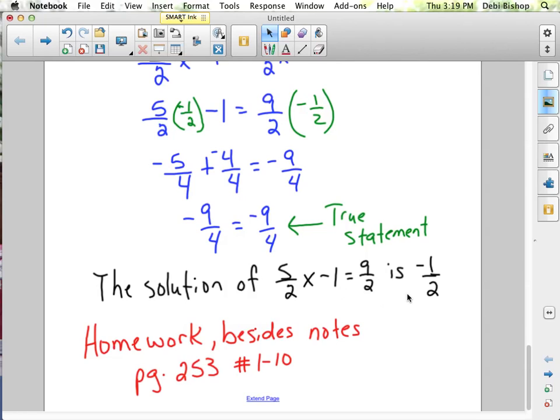There are two other examples in the book that go through the same process if you need to look at another example to review it. Additionally, to make sure you understand this, I want you to do numbers 1 through 10 on page 253, which is just general practice putting things in function form and explaining your notes to make sure you understand it.